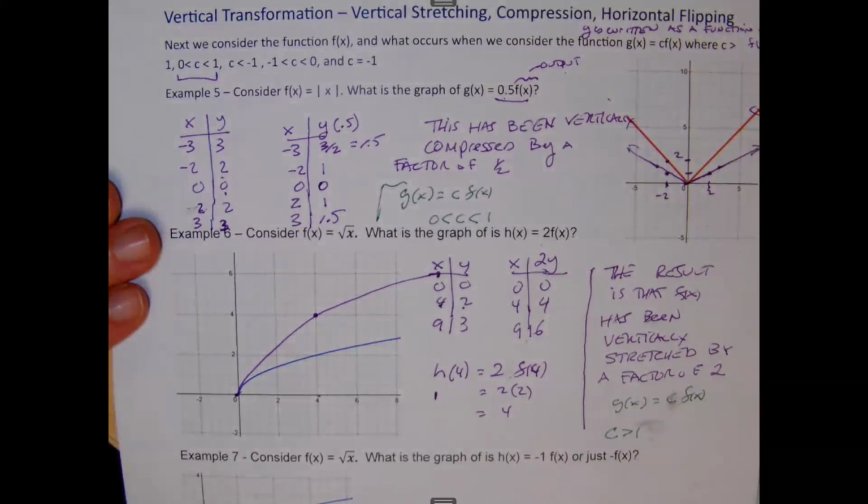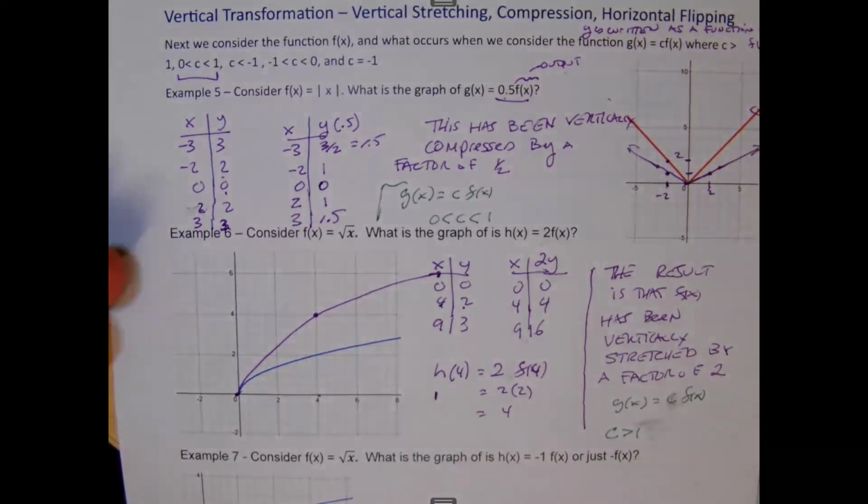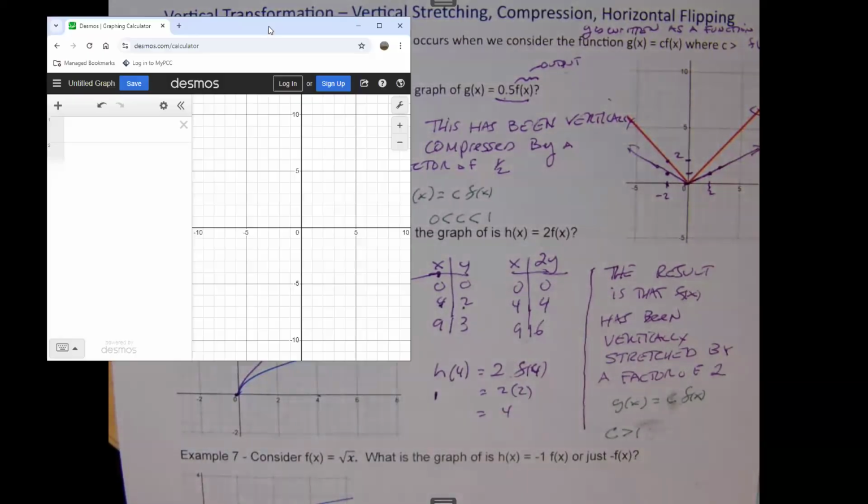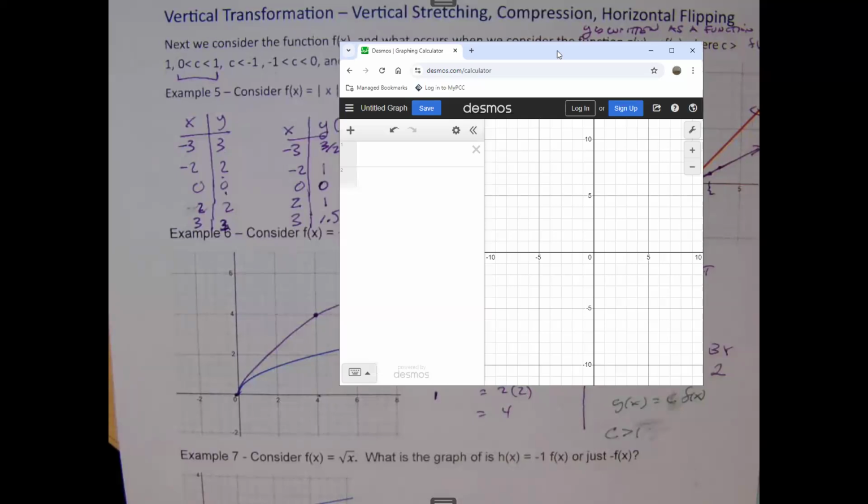And it seems to have been stretched. So come back here and just verify using Desmos. So my function here is now the square root function. So I'm going to type over here again, f of x equals sqrt x, and there's my function.